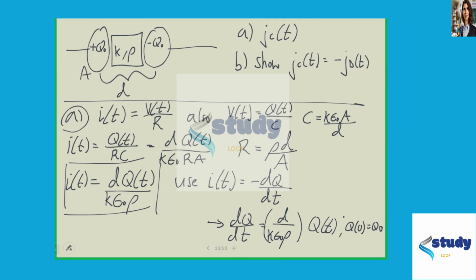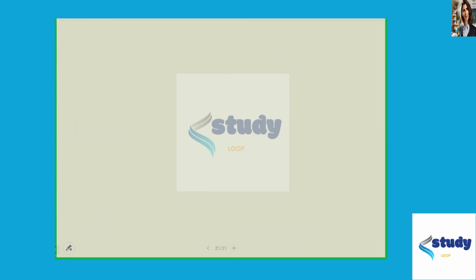So this is solvable by just integrating both sides. So it's going to be an exponential. And what you find is that Q of t is Q naught times e to the negative t over K epsilon naught rho. So there's the expression for the charge.